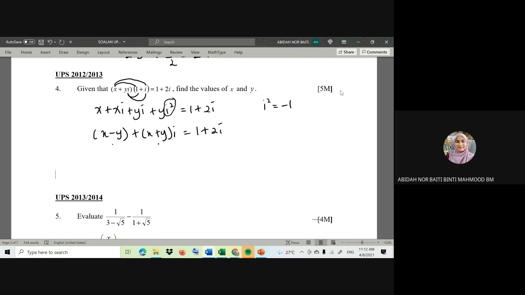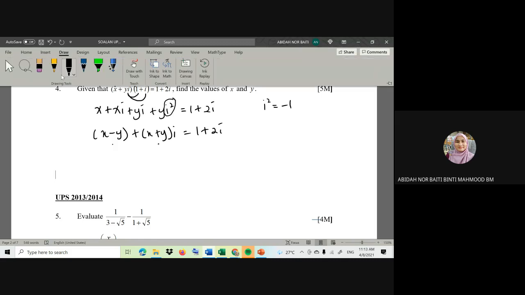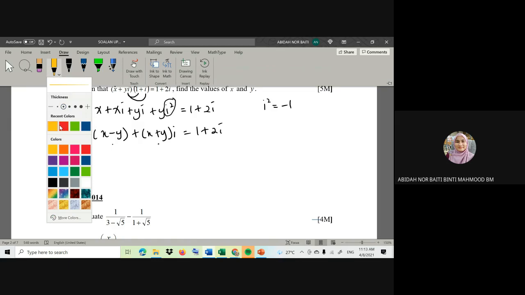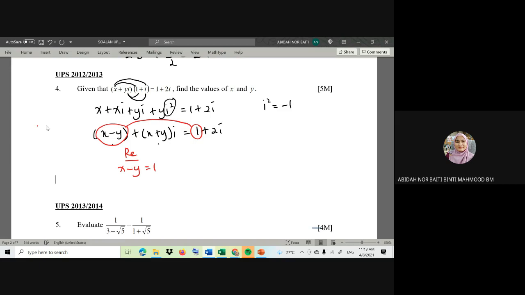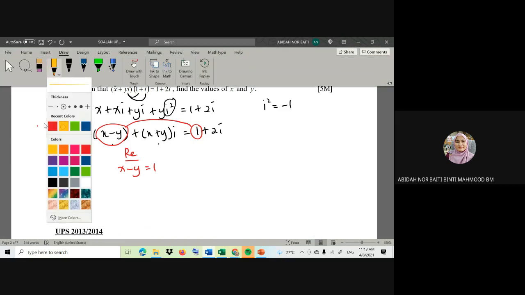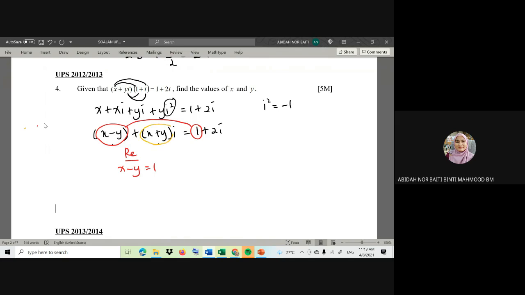Okay, and then we compare. As usual, just compare. Compare real with real. This is your real. So your real is x minus y equals 1. Okay, and your imaginary is here, the term with i. So your imaginary is x plus y equals 2.